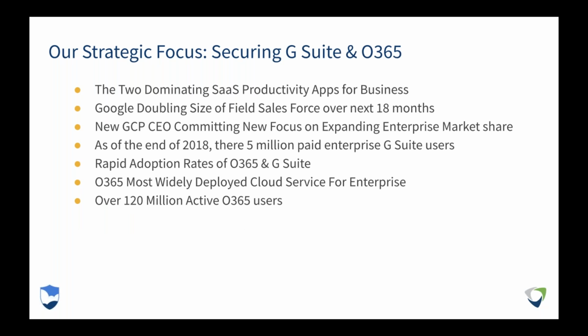Our strategic focus is securing those two major behemoths of G Suite and Office 365. We do also work with some other applications, including Slack, Box and Dropbox, but our two big ones are Google and Office 365, which dominate the SaaS productivity landscape in the market space today. Google has doubled the size of their field sales force over the next 18 months, trying to take market share from Office 365, which remains the dominant player in commercial enterprises. And we see a lot who might even use both in conjunction with one another to some extent. Maybe some departments use Google and others use Office 365, and we can support both.